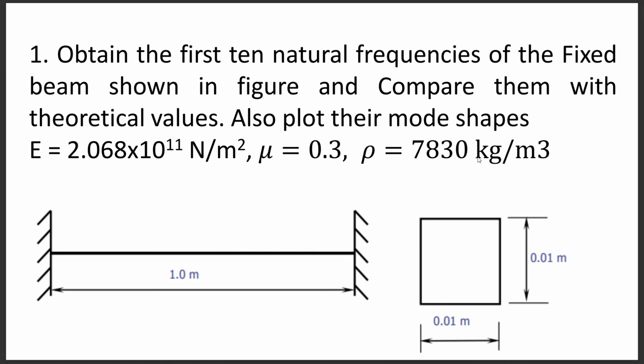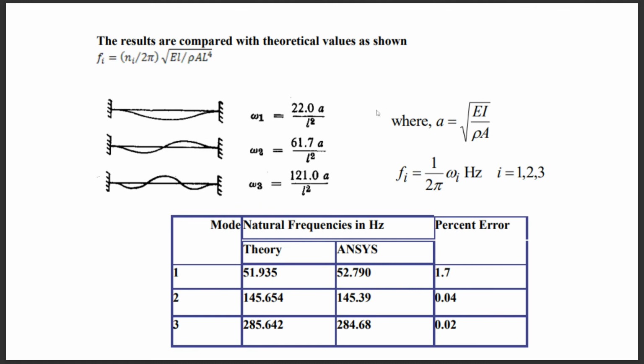Now if you want the frequency, frequency is equal to 1 upon 2π into angular velocity. And angular velocity can also be represented in a different term. For the first one, omega 1 equals 22a divided by L square. Omega 2 for the second one is 61.7 into a divided by L square, and for the third one, omega 3 equals 121a divided by L square. A is a term associated with modulus of elasticity, moment of inertia, cross-sectional area, and also density. So a equals square root of EI by rho A.